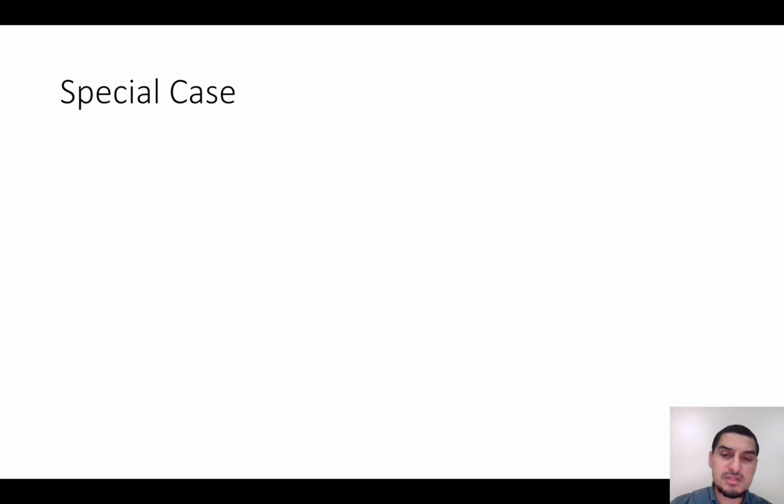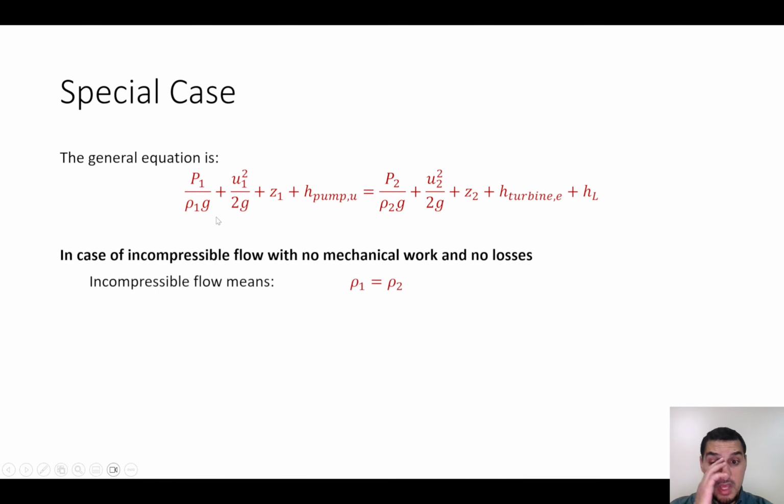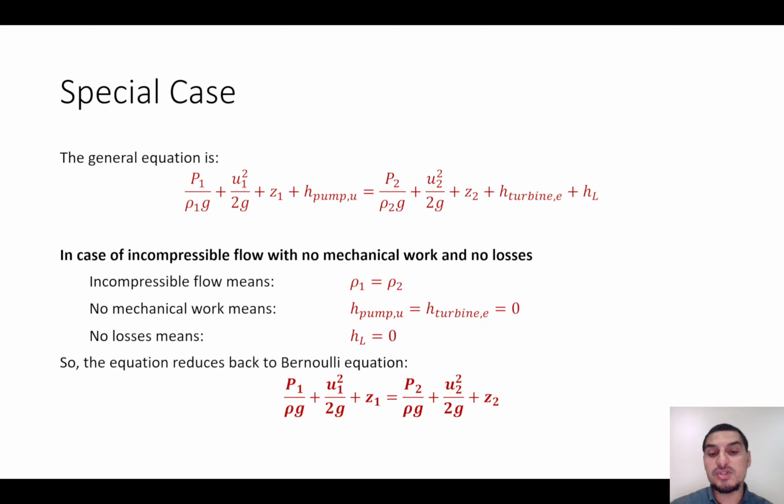There is a special case, which we can consider. It's when we have the energy equation and we have simple cases where there is an incompressible fluid, where the densities are equal, so rho 1 equals rho 2. If there is no mechanical work, then H pump and H turbine are 0, and if there are no losses, then H losses are 0. We go back to the original Bernoulli equation. So this is the modified Bernoulli equation. We are going to discuss some more details about the modified equation, and then apply it on some problems, inshallah.